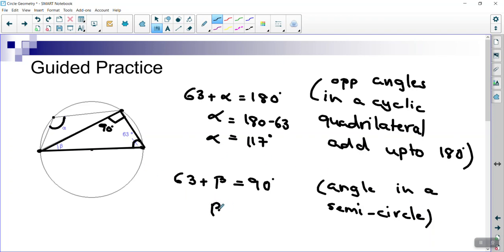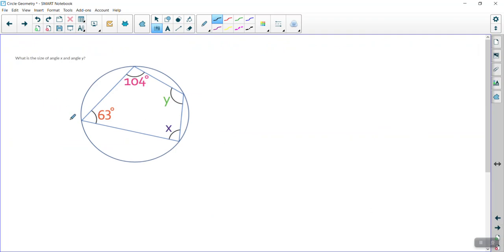And that would give us beta equals 90 minus 63, which is 27 degrees. We have a similar extra problem, which you can pause the video and try for yourself. This is exactly the same as the previous one. We just called it y instead of alpha. So you can simply state that 63 plus y is 180, which would give us y as 180 minus 63, which is 117 degrees, same as the previous example.